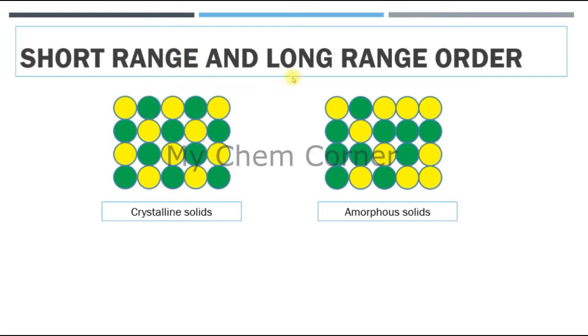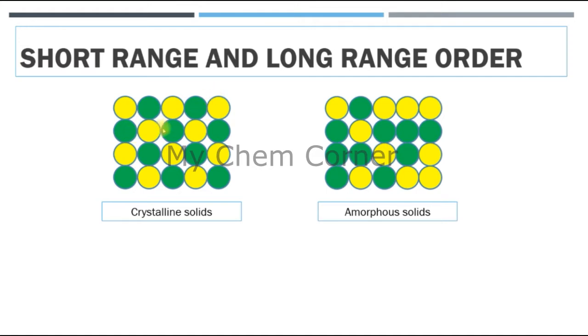Now if you're looking at short range and long range order, I have taken an arrangement of crystals here. Basically this is a crystal, and in this I have small spheres which are placed next to each other. Same thing over here. In this case, you have an orderly arrangement, which means I have a yellow sphere, then a green sphere, then a yellow. So basically I have alternate yellow and green spheres.